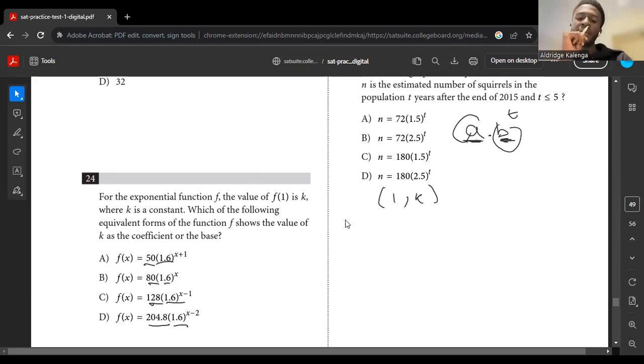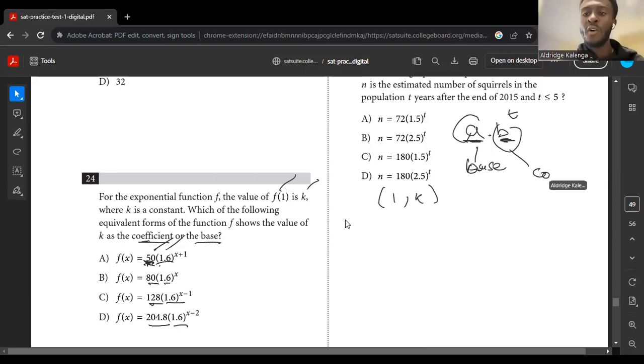So if we put 1 on A, because we know our x is 1 here, and then our value is k, the coefficient or the base, the result is going to be k, right? So if we put 1 on A, we have 1.6 squared. 1.6 squared is going to be some number times 50. It's going to make 50 go larger, right? So we've lost 50 and we've lost 1.6. But we're trying to see which one is going to return either the coefficient or the base. So we've lost the 50, we've lost the 1.6.